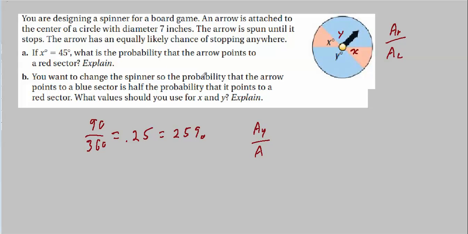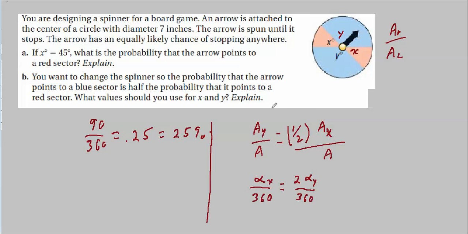Well, that's supposed to be equal to 1/2 the probability of landing in the red sector, which is the area of the x's over the whole thing. Well, okay. And it's supposed to be an x there, not a y. There we go.